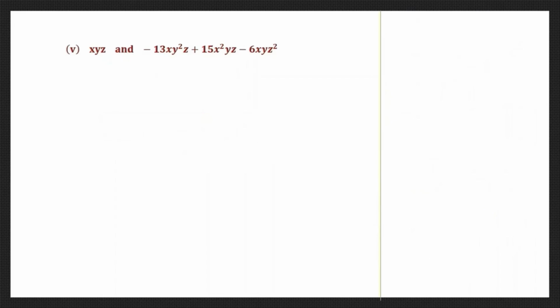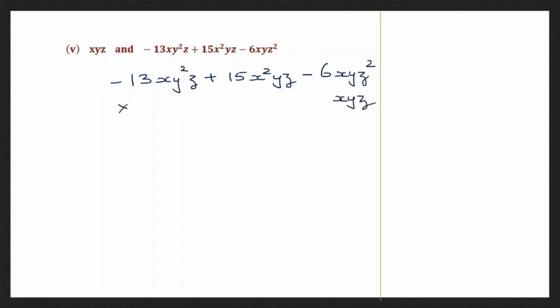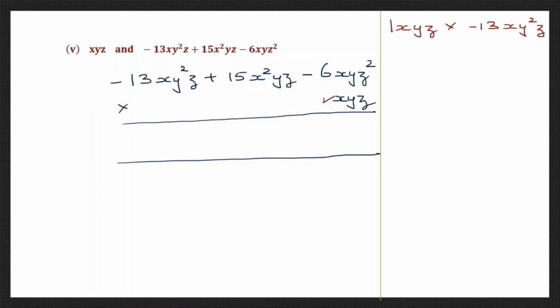Question 5. So we have this polynomial multiplied by xyz. So we'll write that polynomial first. Minus 13 x y square z plus 15 x square y z minus 6 x y z square. The whole thing multiplied by x y z. So we'll multiply this term into this term. So I've written it there.